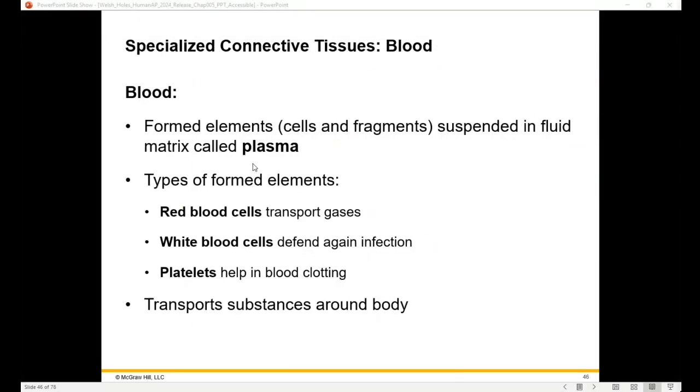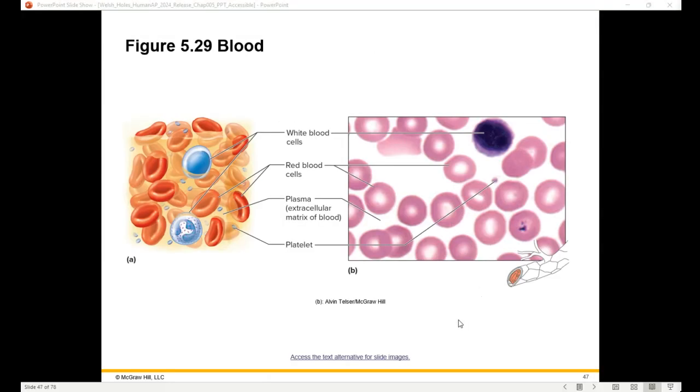Okay, next, blood. Formed elements, cells and fragments suspended in a fluid matrix called plasma. And there are different types of formed elements. The red blood cells transport gases. They're also called erythrocytes. White blood cells defend against infection. They're also called leukocytes. And then we have platelets that help in blood clotting. Blood transports substances around the body.